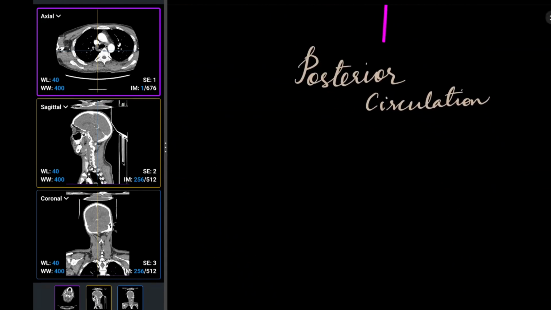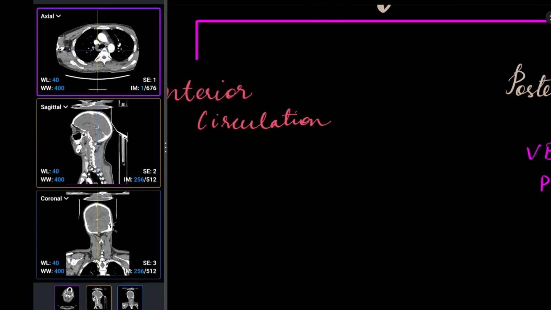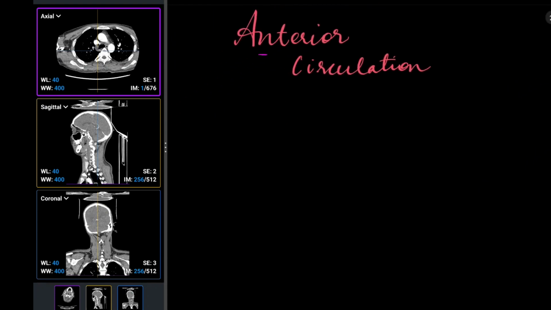Posterior circulation includes all the arteries which arise from the vertebrobasilar trunk. So it also includes its terminal branch, that is the posterior cerebral artery as well. Anything other than the vertebrobasilar trunk comes under the anterior circulation. Therefore, it also includes branches of the internal carotid artery, like the anterior cerebral artery, the middle cerebral artery, and the communicating arteries, which are again anterior communicating artery and posterior communicating artery.